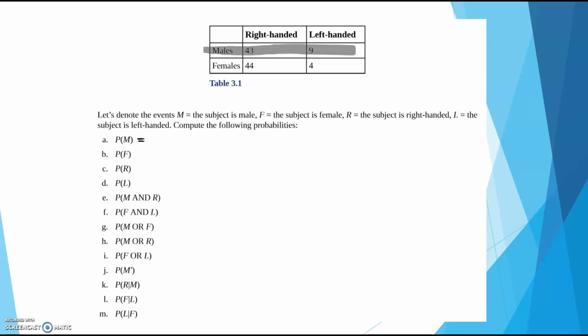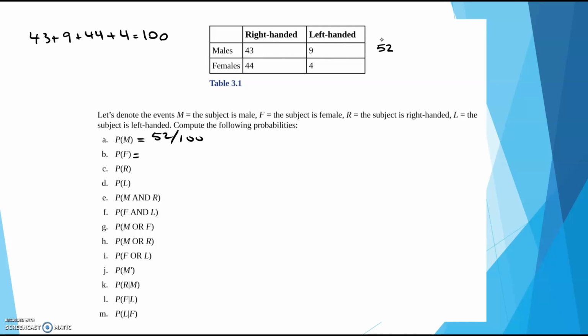So I need to take that 43 plus 9. It's going to give me 52. Okay, so there's 52 males out of, well, in order to find the total or how many people we're looking at, we'll take the 43 plus the 9 plus the 44 plus the 4, and that's going to give us 100 people. So this would be 52 out of 100 people.